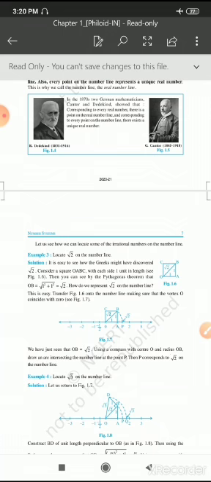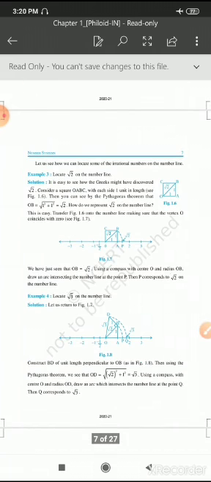Then again join OD. Then observe this triangle OBD. Triangle OBD is a right angle triangle. Again apply Pythagoras theorem to this right angle triangle. Then hypotenuse OD square is equal to OB square plus BD square. Then OD is equal to square root of OB square plus BD square. What is OB square? Root 2 whole square plus BD is 1 square. Root 2 whole square is 2. 2 plus 1, that is 3. OD is equal to root 3. The length of this OD line segment is root 3.